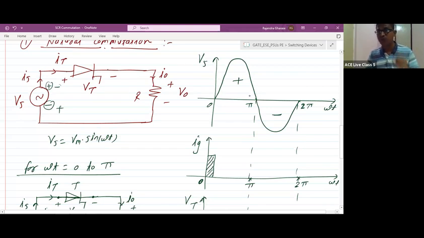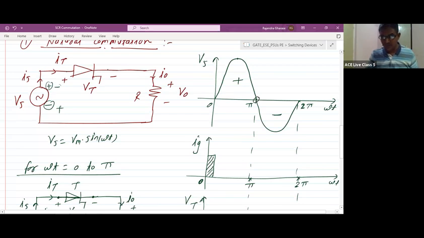Because V0 is equal to Vs. So how is the waveform of the IT now? IT will be Vs by R, na? So Vs by R means if Vs is 0, IT will be 0. As Vs increases, your IT also increases. As Vs reaches peak value, IT also will reach the peak value. And as Vs decreases, IT also decreases.